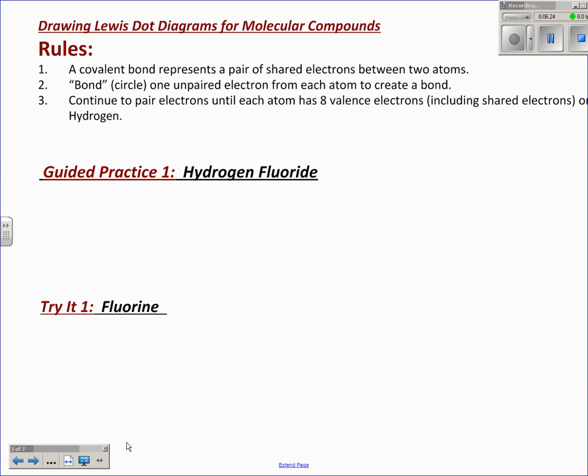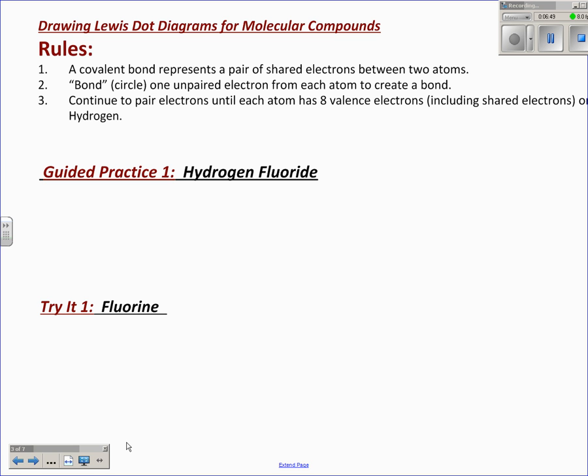You'll continue to pair all the unshared electrons until each atom has, you guessed it, 8 valence electrons around it. Unless it's hydrogen. Hydrogen would only have 2 valence electrons around it because hydrogen can't have more than 2 valence electrons. Let's practice. Okay, first thing, hydrogen fluoride.